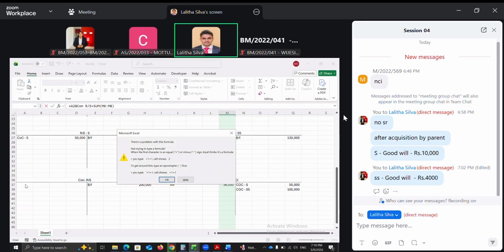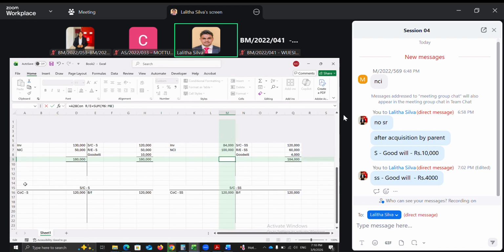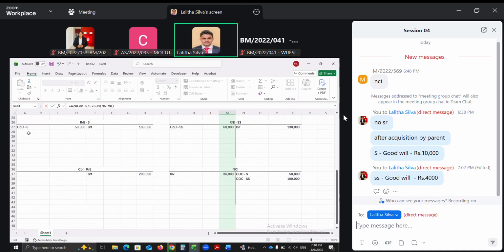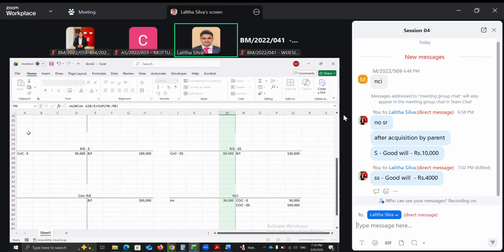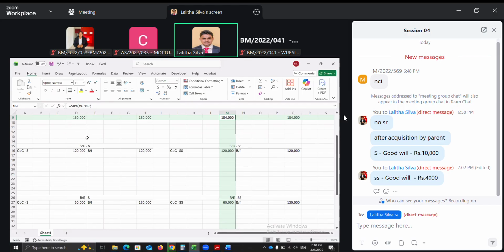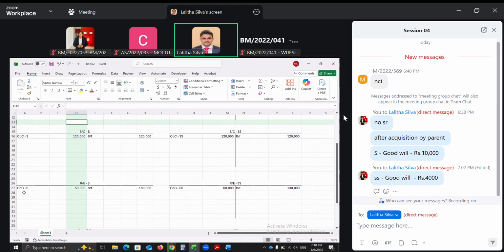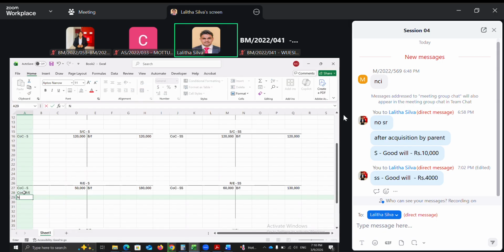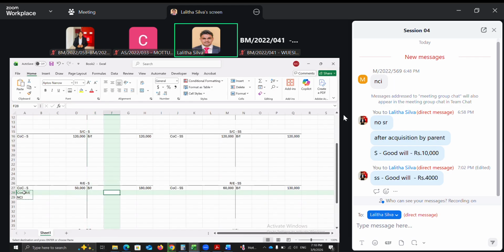Sorry. What happened here? I can see the previous calculation. Okay. I'm still in the previous calculation. Consolidated retained earnings and the NCI. Okay, let me know the balances, the amounts to be transferred.